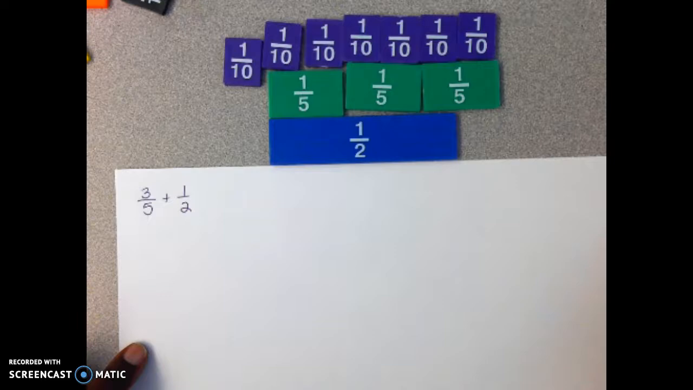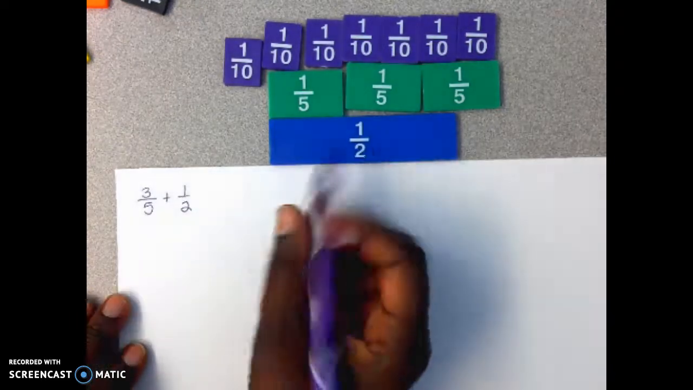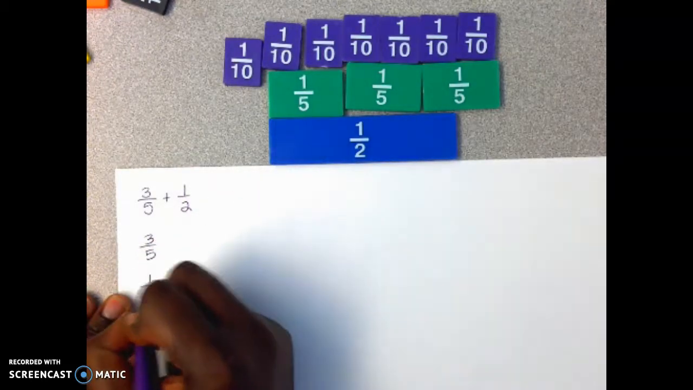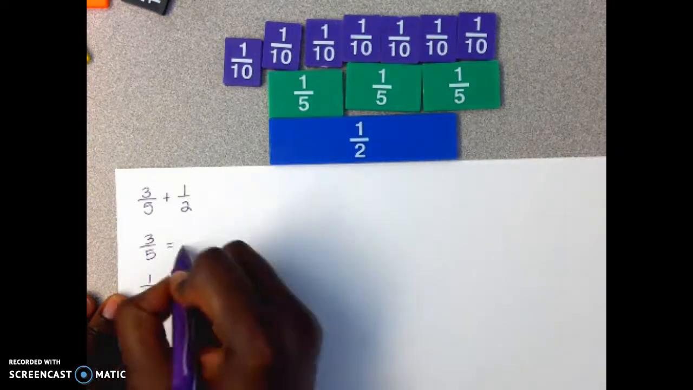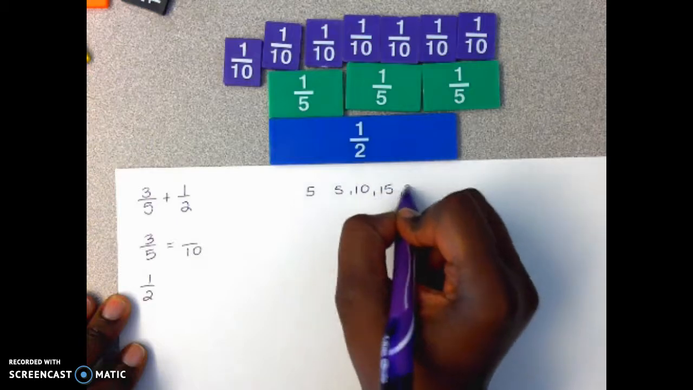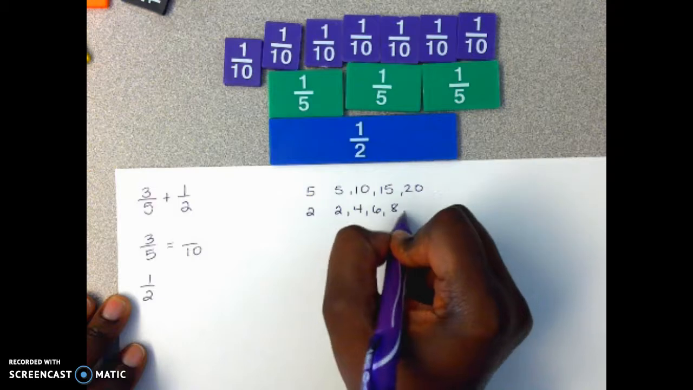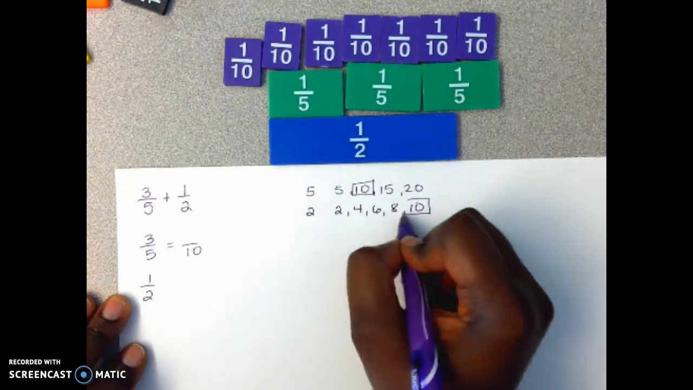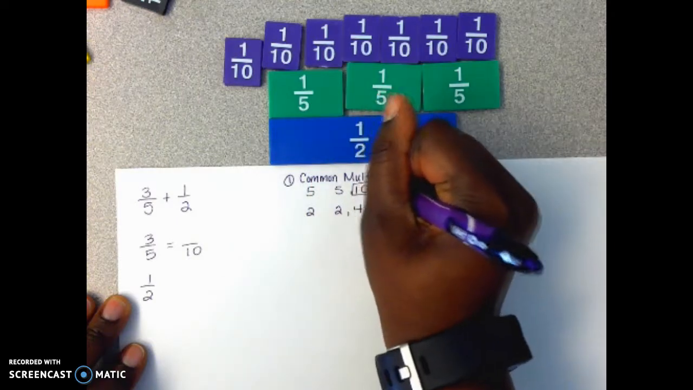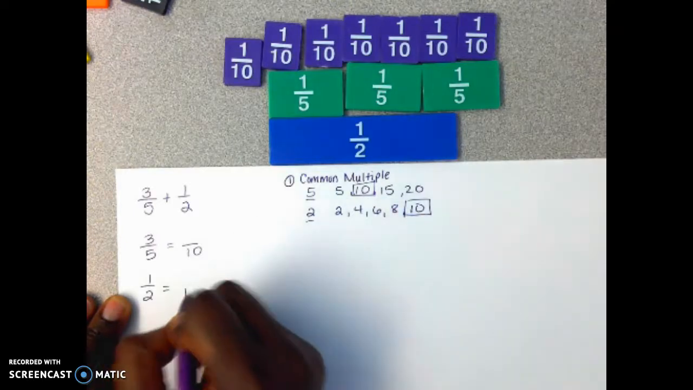These are fraction bars, okay? I notice that I have my fifths here, and then I have 1/2. In order to add these fractions, I need to find equivalent fractions that share the same denominator. I know that 5 and 2, 5, 10, 15, 20, we're finding the multiples, 2, 4, 6, 8, and 10. The least common multiple, so step 1 is to find the common multiple. The common multiple between 5 and 2 is 10. So my denominator is going to be 10.